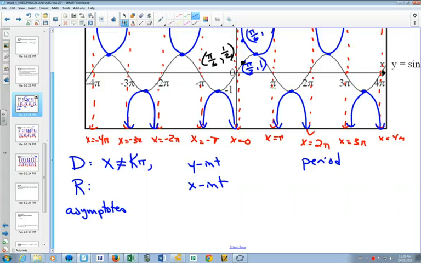X can't equal k pi, where k is an integer. For our range, y is less than or equal to -1, or y is bigger than or equal to 1. Could also write this in interval notation if you would like.